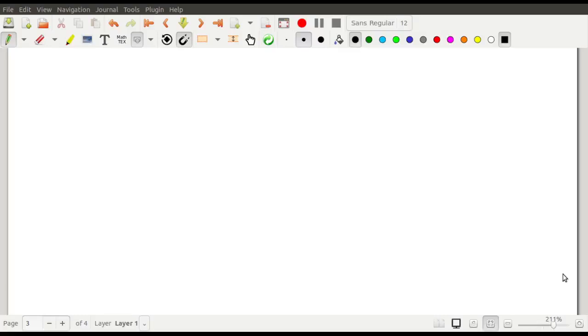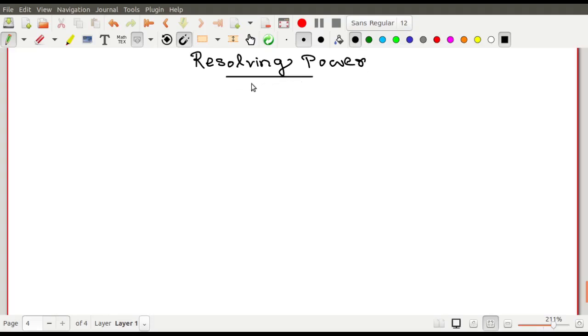So let us now discuss the resolving power of optical instruments. I put up a heading over here, that is the resolving power. Don't get confused with the magnifying power. Magnifying power, as you know, means to enlarge the size of that particular object. But resolving power is associated with the distinction between two very close objects.